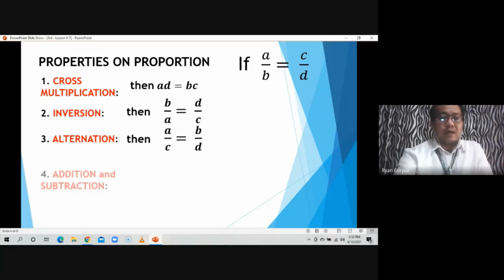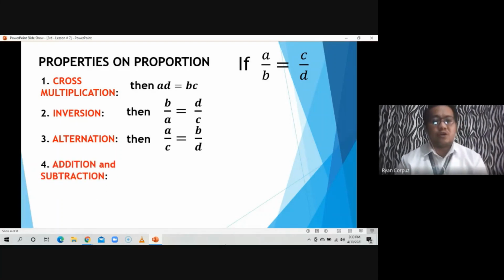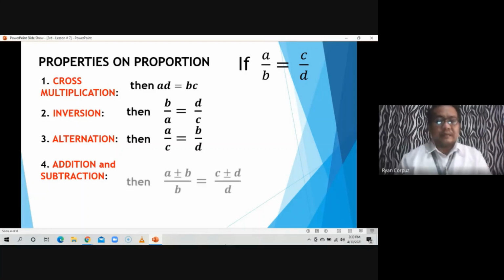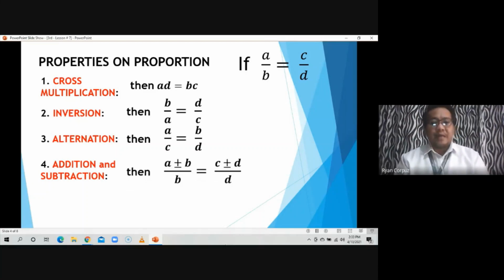Next, aside from alternation, we do have the addition and subtraction property on proportion. So it states that if A over B is equal to C over D, then kapag addition yun, A plus B over B is equal to C plus D over D. Kapag subtraction, A minus B over B is equal to C minus D over D. Anong ginawa? Inadd yung value ng numerator and denominator, then divide it with the denominator.